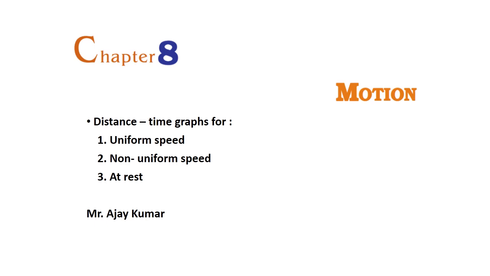First one is the distance time graph for uniform speed or uniform motion. Second, the distance time graph or the position time graph for non-uniform speed or non-uniform motion. And the third case is when the object is at rest or stationary. So let us discuss these three cases one by one. Move on to the next slide.